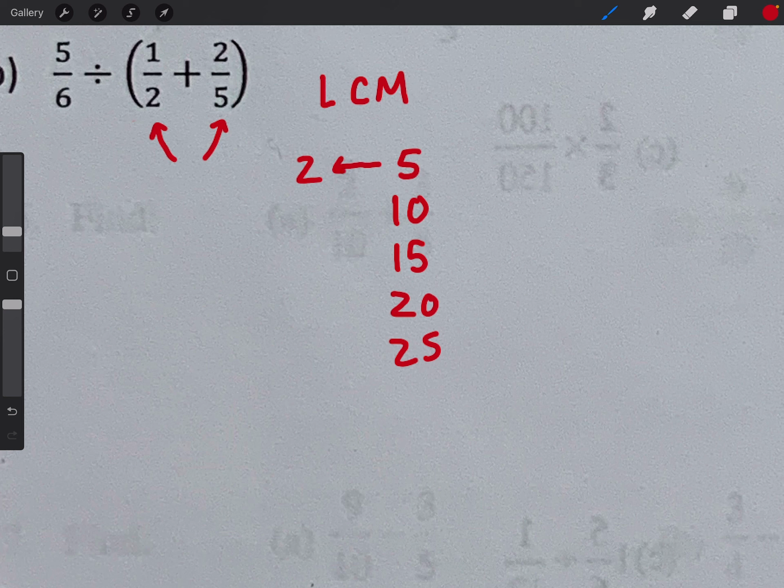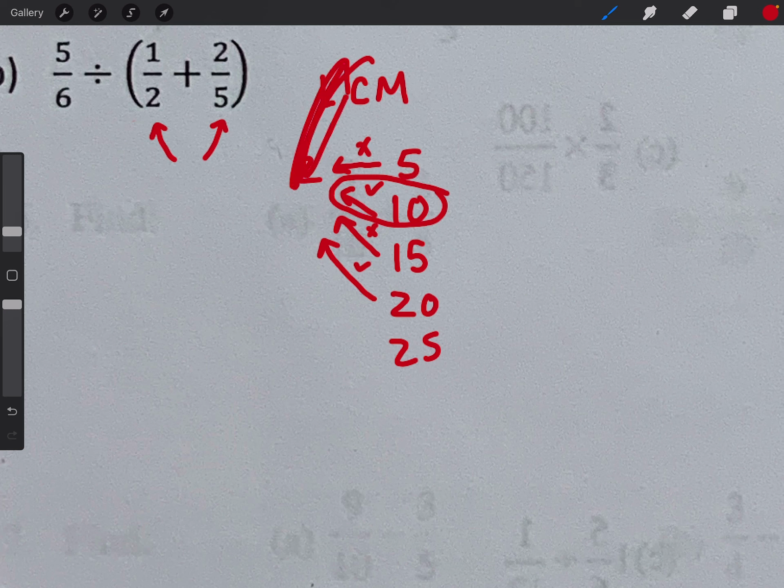Can 5 be divided by 2? No. Can 10 be divided by 2? Yes. Can 15 divide by 2? No. Can 20 divide by 2? Yes. So we choose the lowest one, and obviously the lowest one is 10. Okay, so this is how you can find the lowest common multiple.